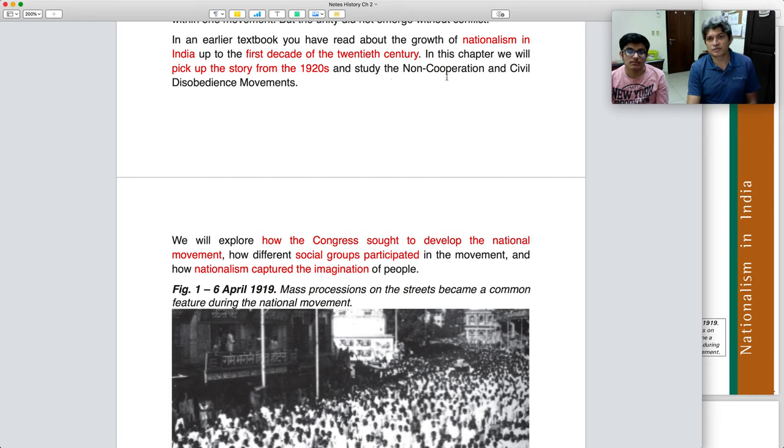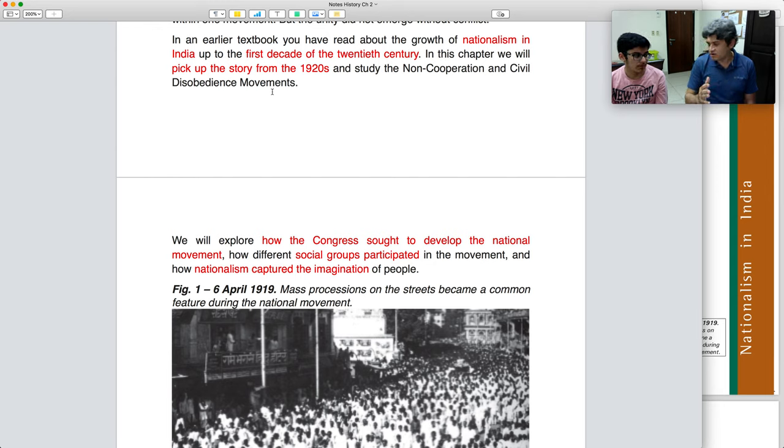That was non-cooperation. Now when non-cooperation started, the Britishers started arresting Indians, putting them behind jails and beating them up brutally. To counter that, Gandhiji had decided that if this happens, we are going to start the civil disobedience movement. Civil disobedience means not obeying laws. Yes, we are going to break laws.